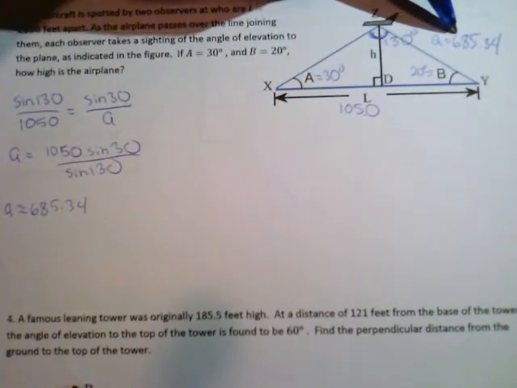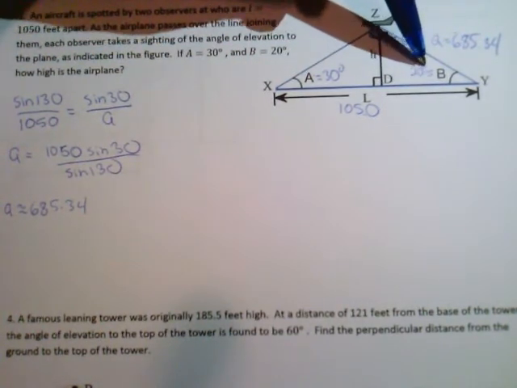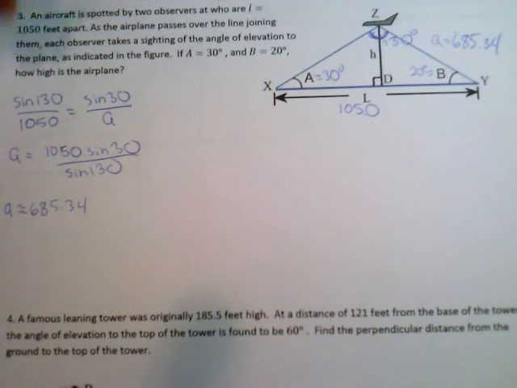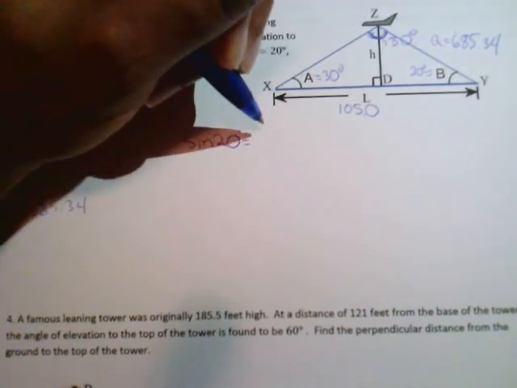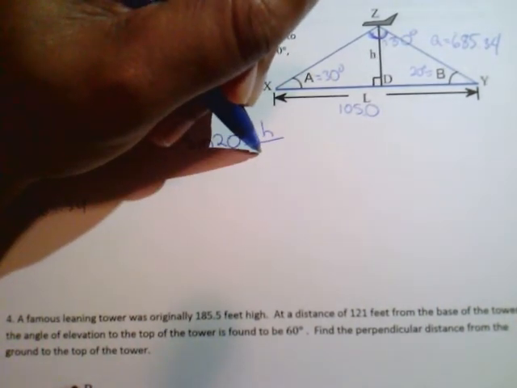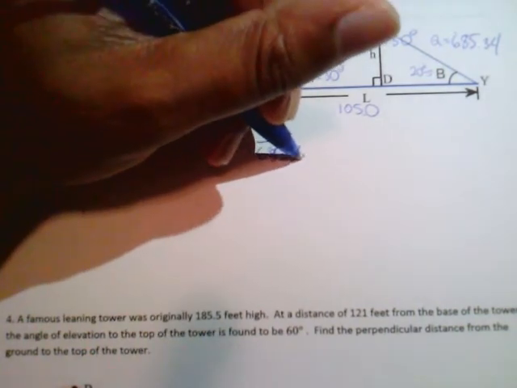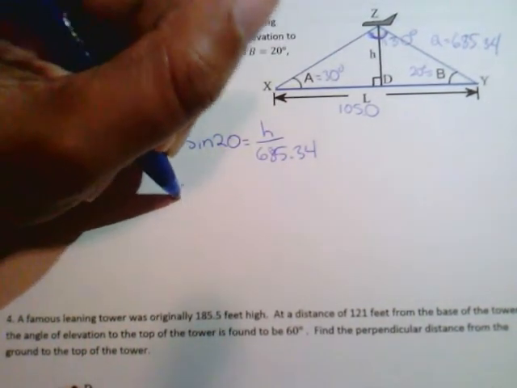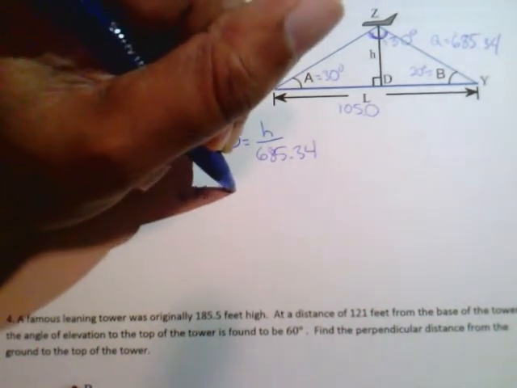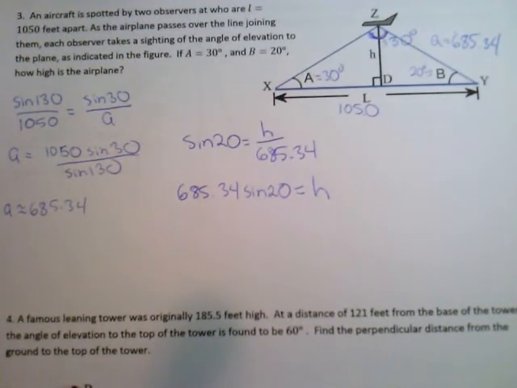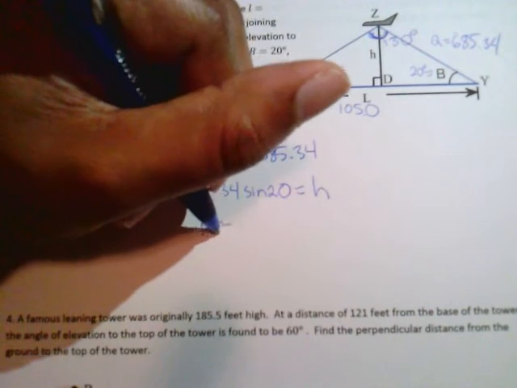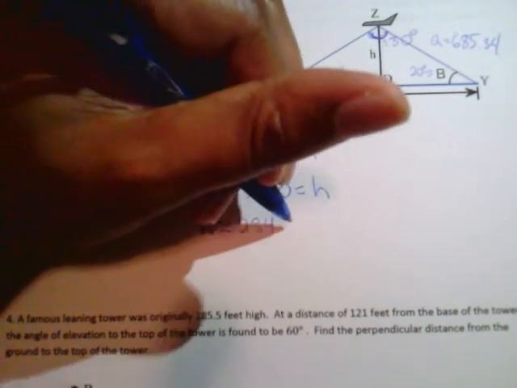So now we can use just this right triangle to figure out this height. This would be the hypotenuse of this right triangle. This is our angle, and this h would be the opposite side, which is what we're looking for. So we'll say sine of 20 equals the opposite side h divided by 685.34. Then we multiply 685.34 times sine of 20, and that will give us h. And that is approximately 234.4.